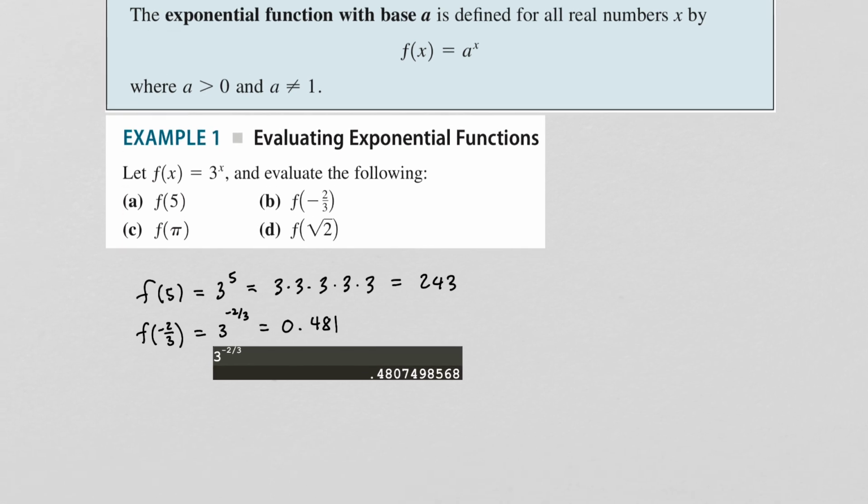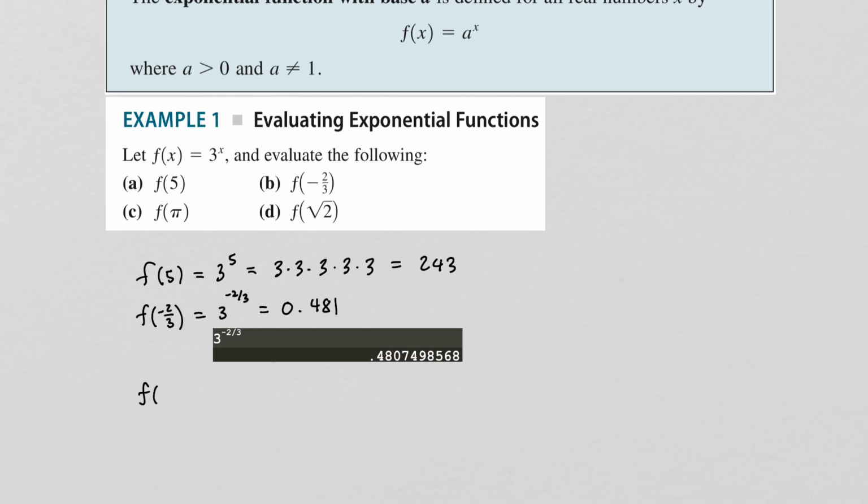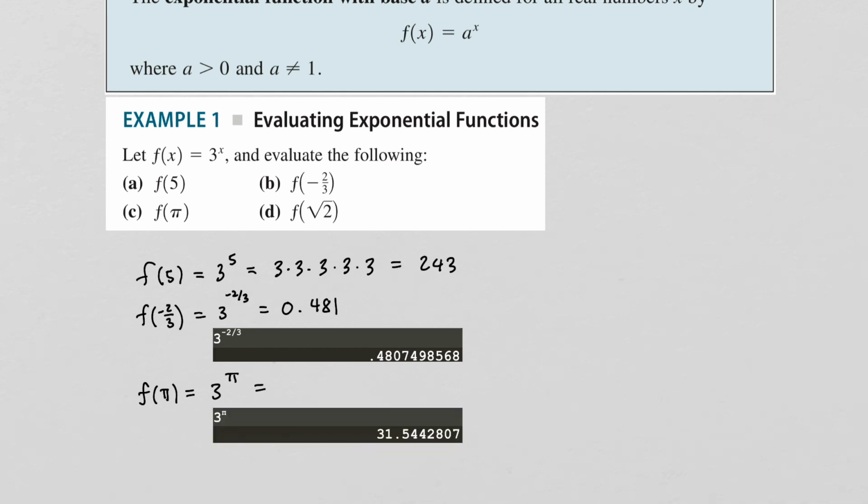Now the next one, f of pi, is even a little bit more difficult to imagine because pi is an irrational number. So once again, we'll just simply plug this into a calculator. And we can see that we get 31.5444.